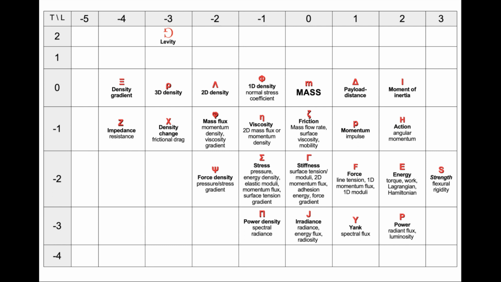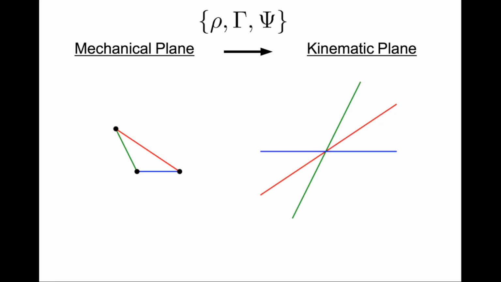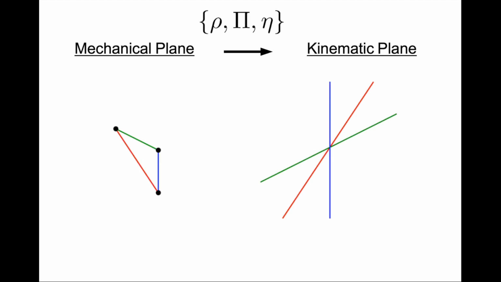In this episode, we've discussed early detonations, combining density, energy, and mass, spreading, coalescing, and pitching droplets and bubbles, combining density, surface tension, and viscosity, ripples and waves, combining density, surface tension, and force density, and finally, inertial turbulence, combining density, power density, and viscosity. In these 4 examples, mechanical quantities form a triangle in the mechanical plane, producing 3 regimes intersecting at the same event. The kinematic plane is a reflection of the mechanical plane.